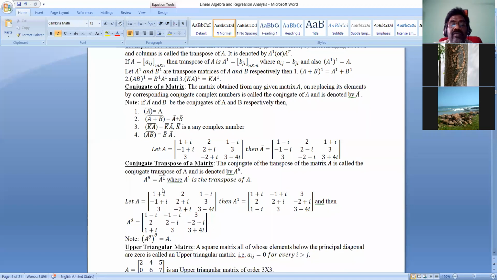Now we want to obtain the conjugate transpose of a matrix. The conjugate transpose of a matrix is obtained by taking the conjugate of the matrix and then changing the rows into columns and columns into rows. That is A bar whole transpose, defined as A transpose whole bar, equal to A theta. That is nothing but the conjugate transpose of a matrix.